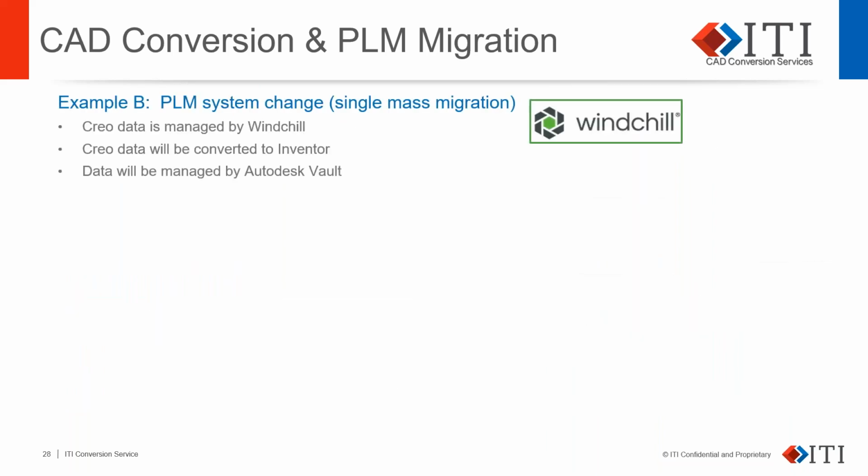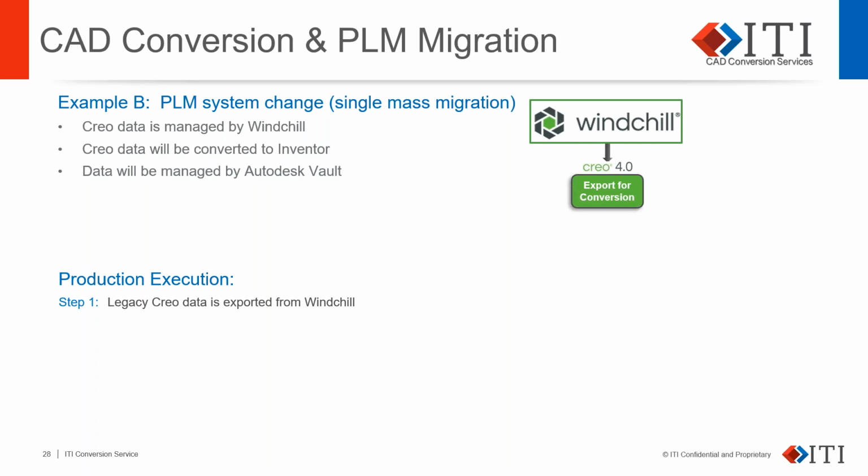The second case we have is with a PLM system change. In this case, we have a single mass migration. The customer is looking to take a lump of data, simply convert that into the new CAD system, and then that will be imported into a different PLM system. In this case, we're going from Windchill to Autodesk Vault.